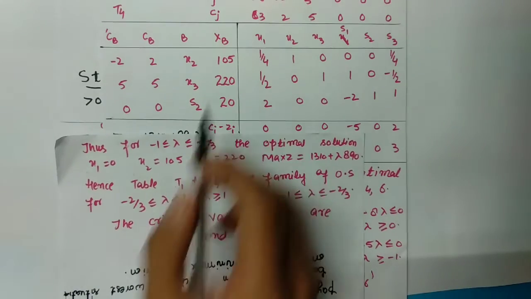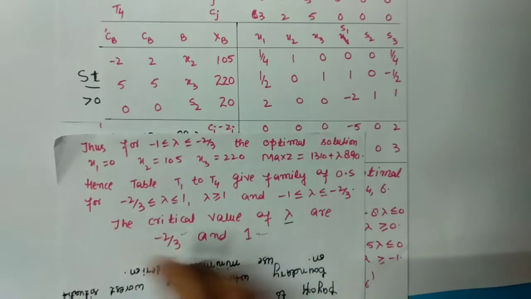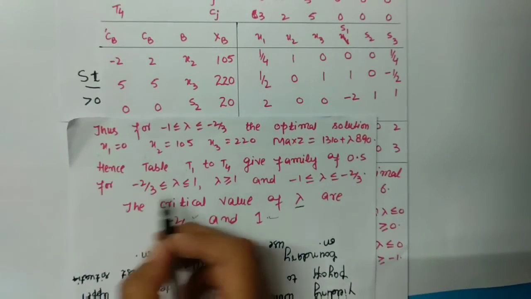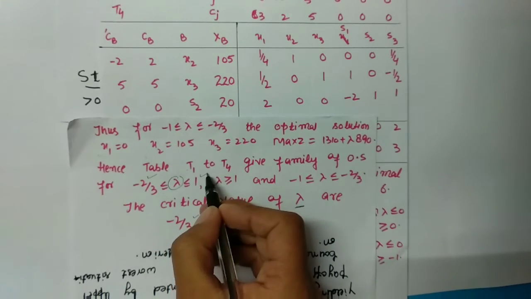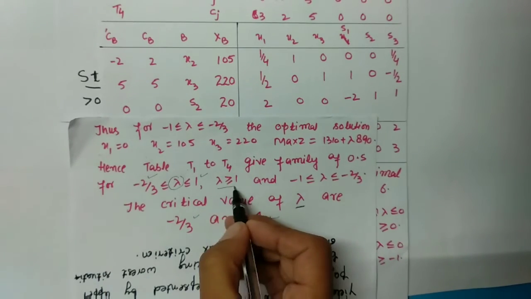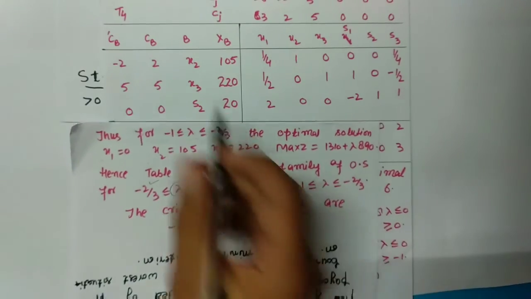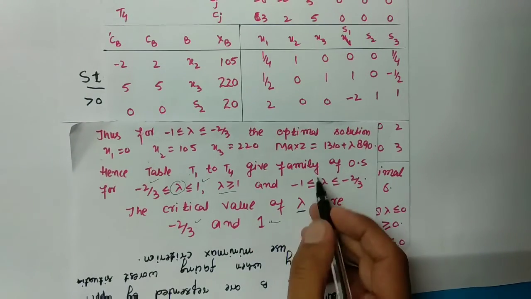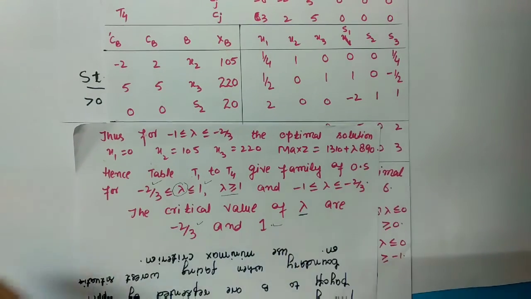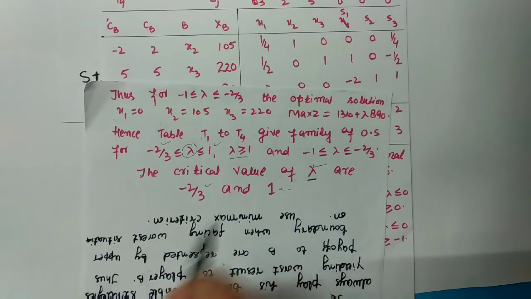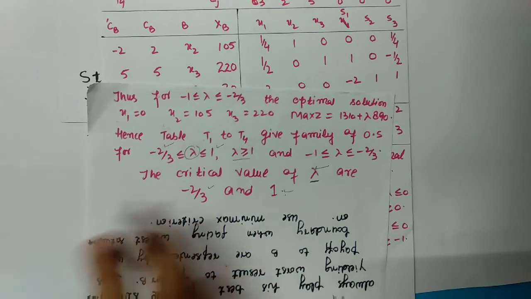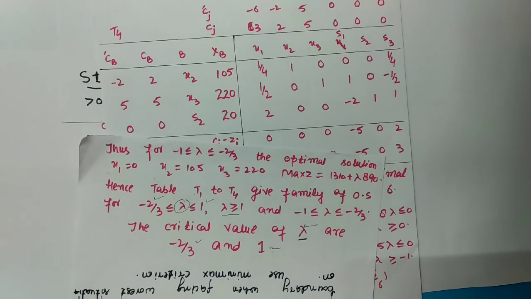This table gives all the table solutions running between minus 2 by 3 to 1. That is, the value of lambda is from minus 2 by 3 to 1. In the second table lambda is greater than or equal to 1, and in the last table minus 1 is less than or equal to lambda less than or equal to minus 2 by 3. And the critical values are the values of lambda for which we checked the range, that is minus 2 by 3 and 1. This is the required answer for the variation in the objective function coefficient.